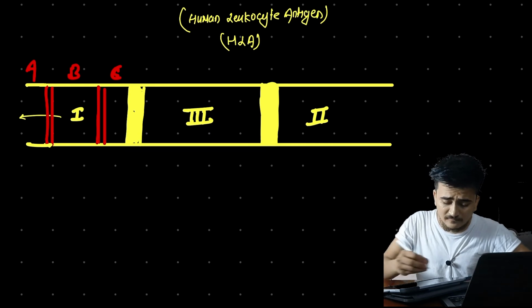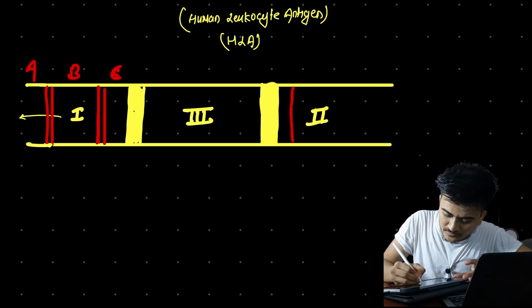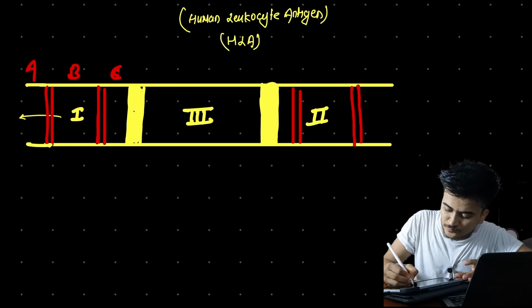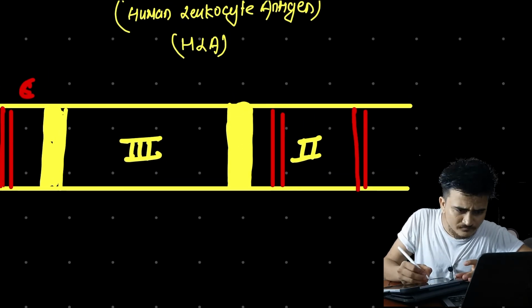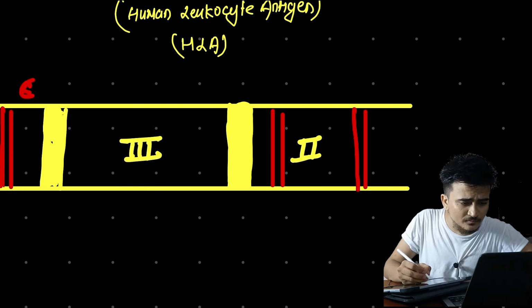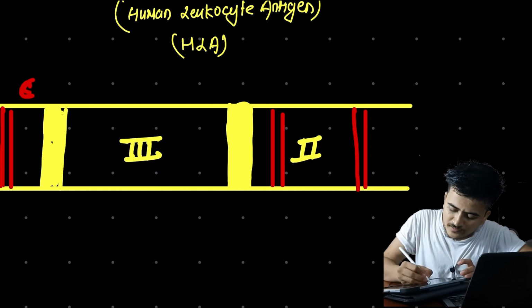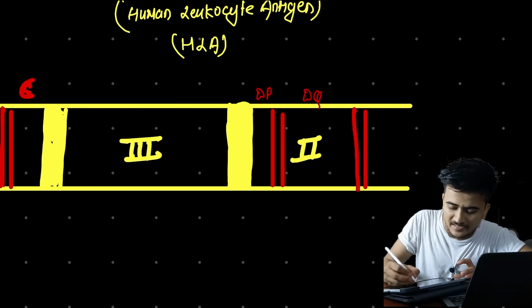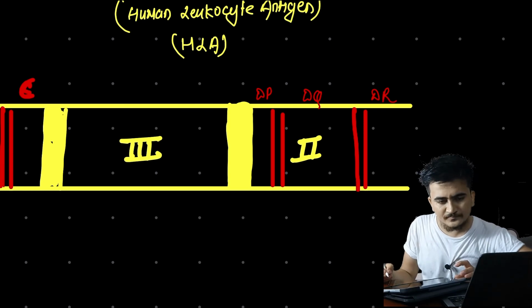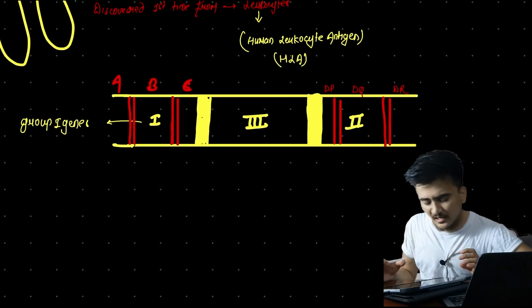As with group 1 gene, here also we can see the different portions of group 2 gene, right? And the different portions of group 2 gene are, let me mention here, DP portion, DQ portion and DR portion, right? And these are the portions of group 2 genes. Okay, these are the genes.